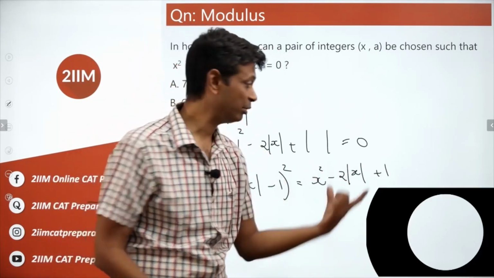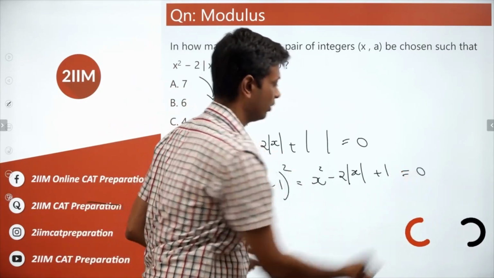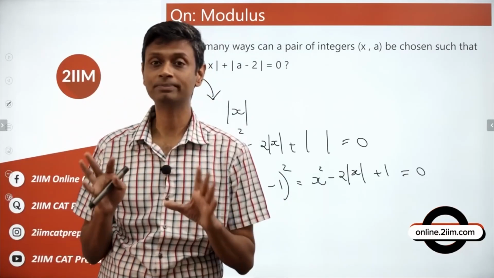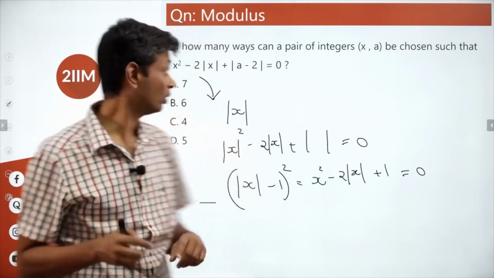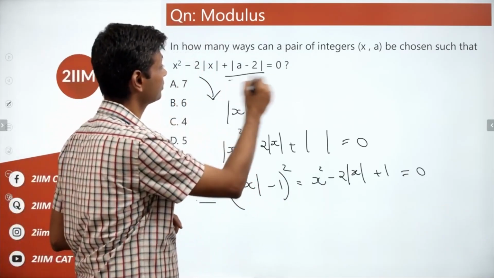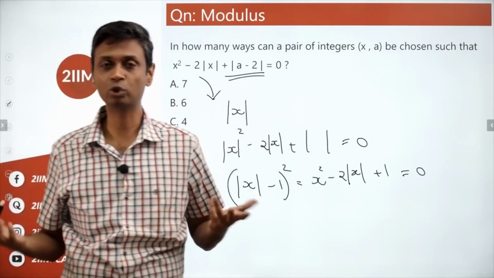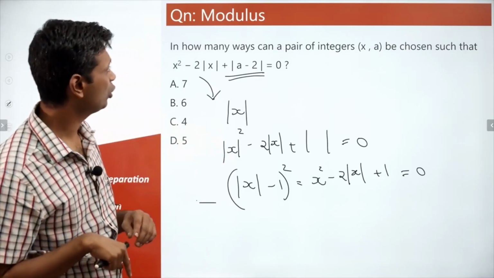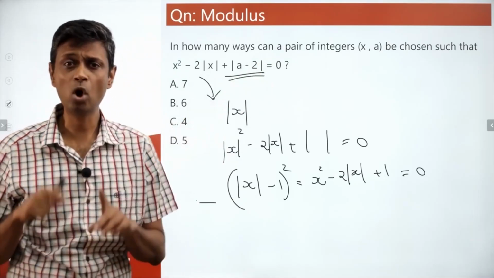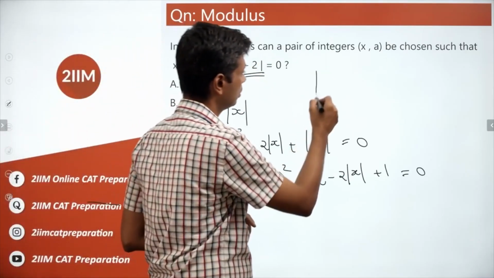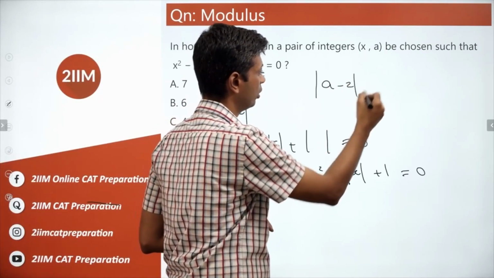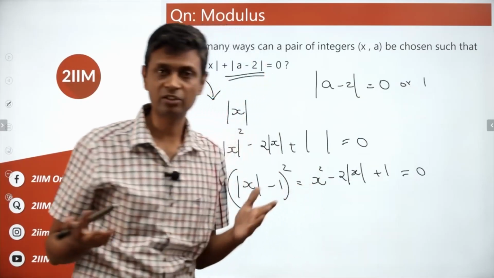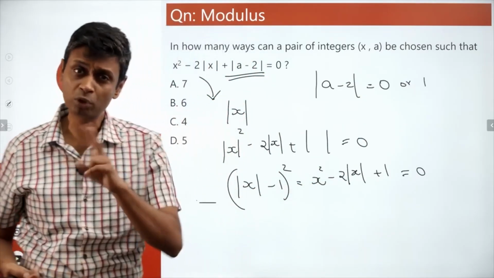This can be equal to 0 when mod x is equal to 1, but this number cannot be more than 1. So straight away we know that this constant term, if it were more than 1, we have no solution. It is positive. If it is more than 1, we have no solution. We know we are talking about integers, or modulus of a minus 2. Modulus of a minus 2 can be 0 or it can be 1. Nothing else is possible. Fine. So I'm going to look at both possibilities.